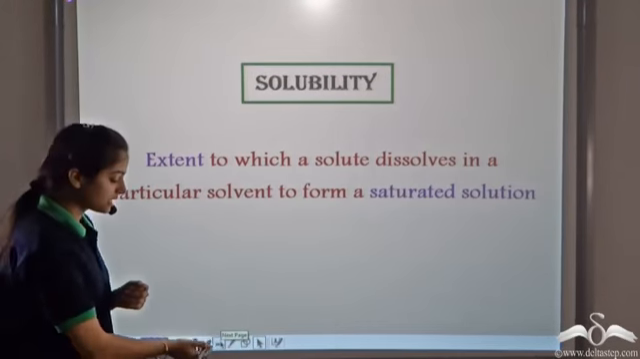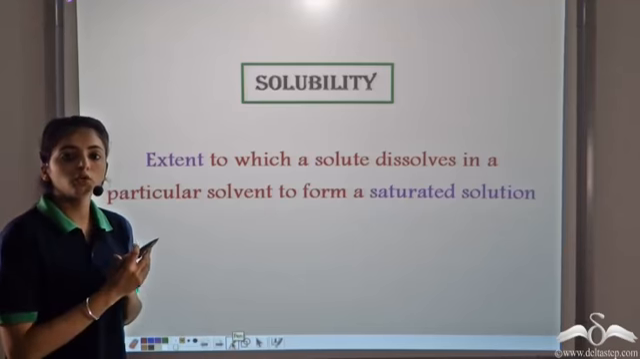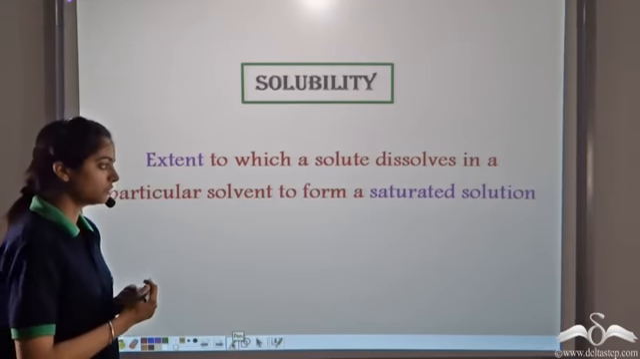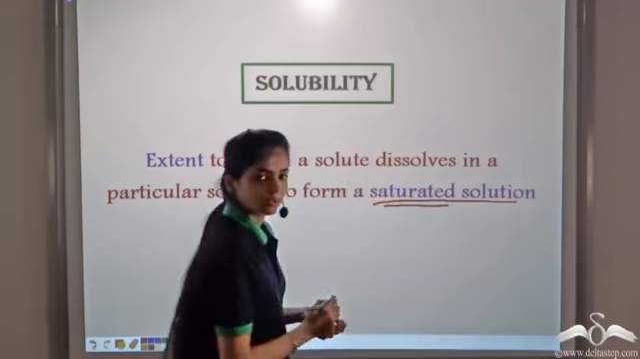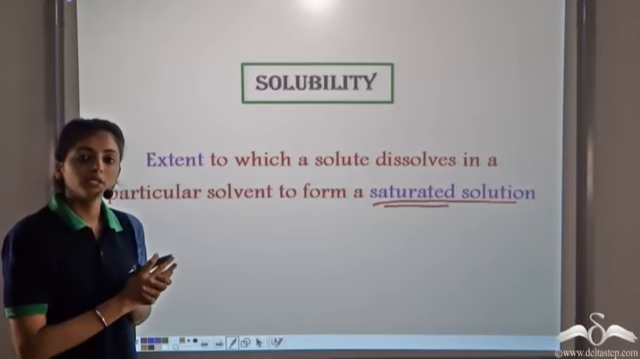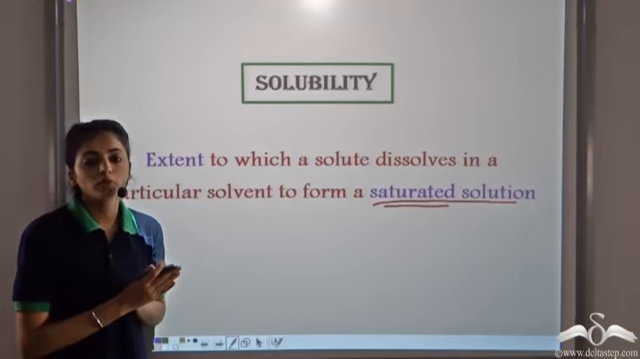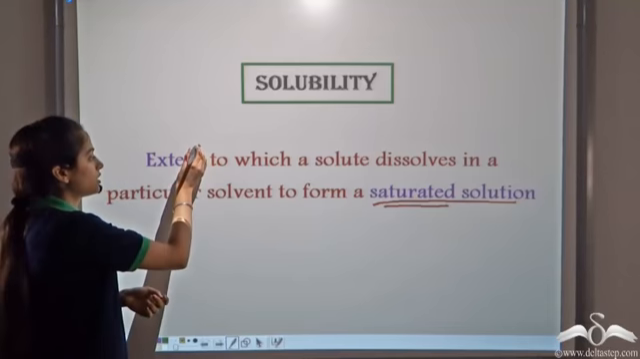Solubility is the extent to which a solute dissolves in a particular solvent to form a saturated solution. So we define solubility as the extent to which a solute dissolves in a particular solvent.